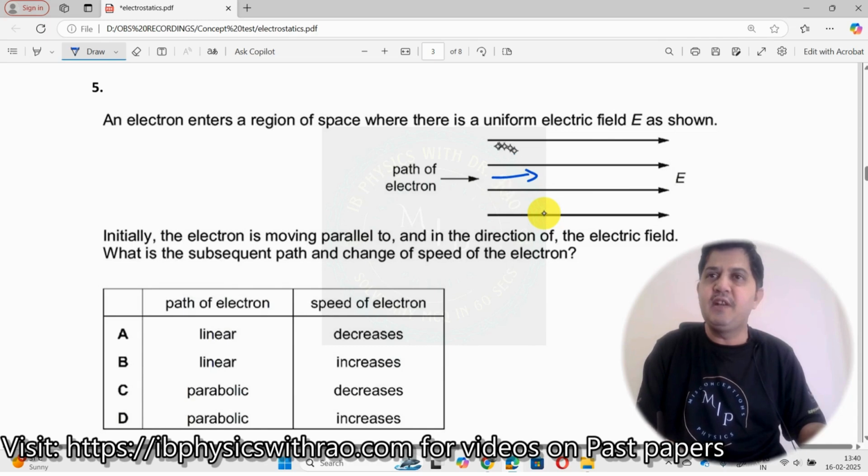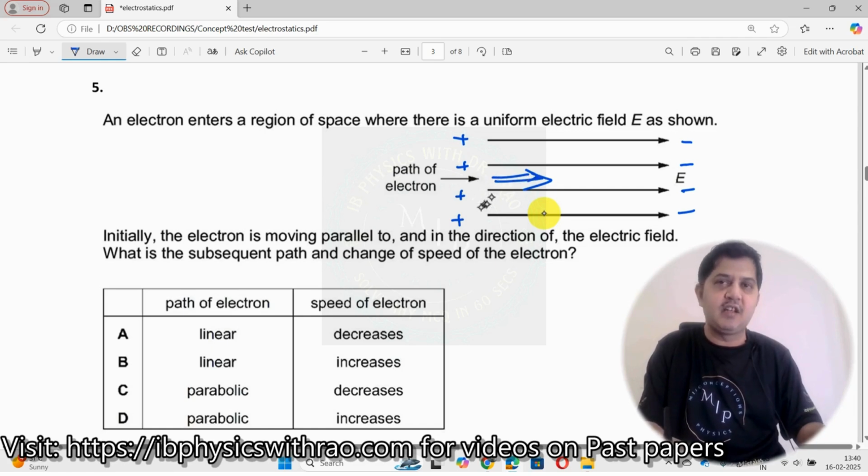Now, when you have an electric field like this, how do I visualize this? I can say this region is positively charged and this region is negatively charged. Only then you can get a uniform electric field like this. And now an electron moves inside it. When it moves inside it, the positive charge will try to attract this electron. When it tries to attract the electron, what will happen to the speed of the charge?